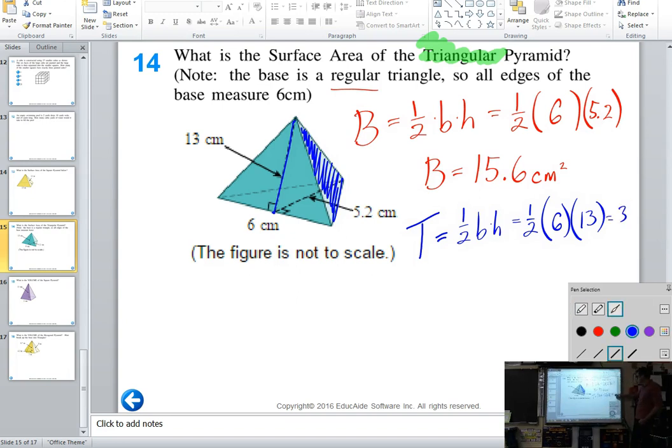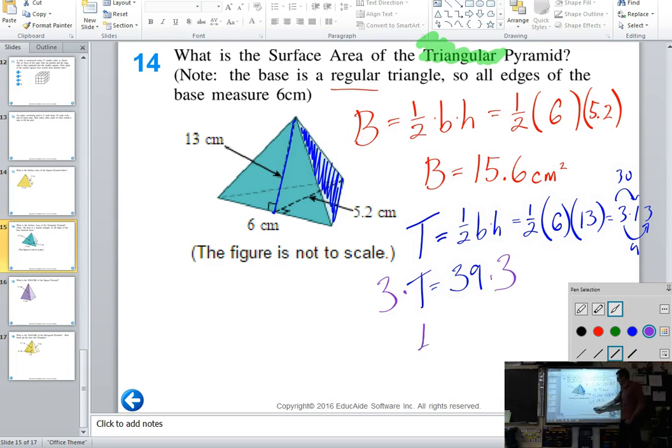So this turns into 3 times 13. 3 times 10 is 30. 3 times 3 is 9. So that's how we get that t is 39. But we actually have, let's not use red to avoid that, we actually have 3 of those faces, so I can multiply by 3 to get the entire lateral area.